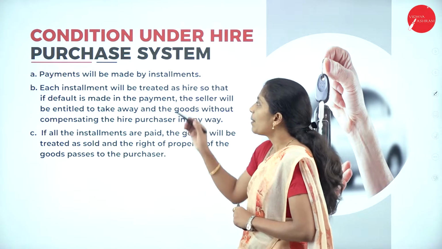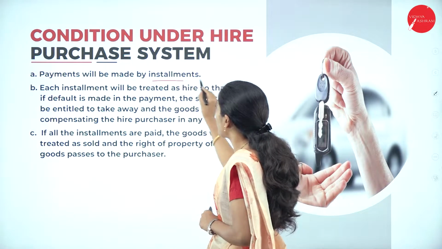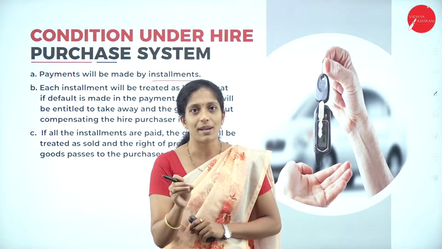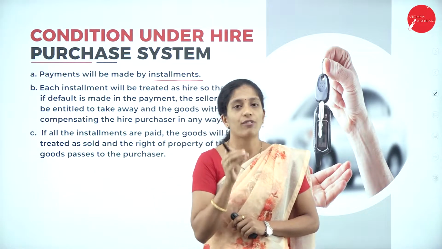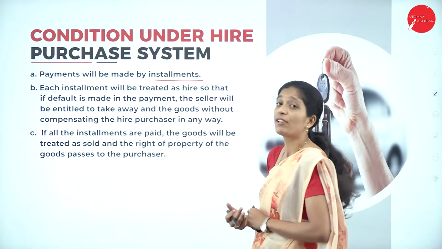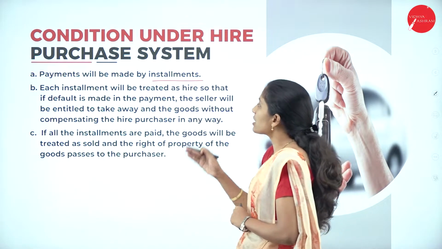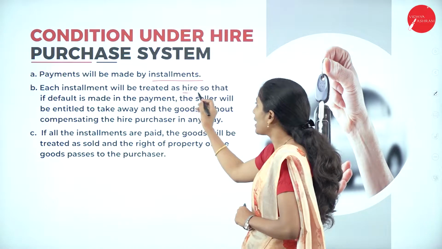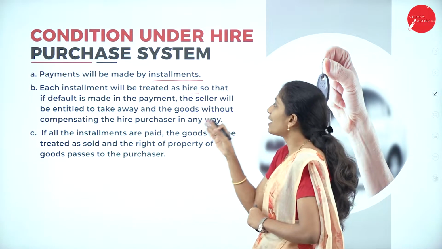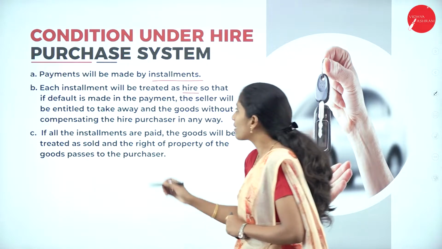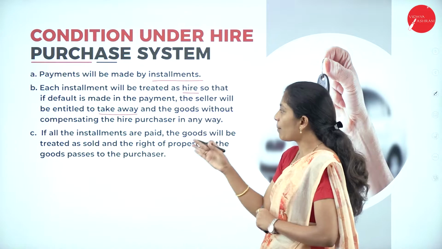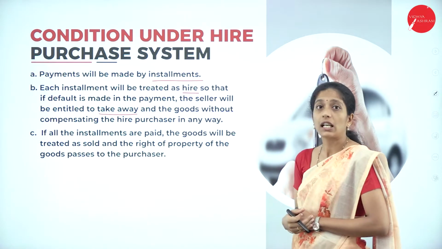First, payments will be made in installments. As I have told you, on the date of transfer, he will pay some amount, that is some percentage of the value of goods, and the rest of the amount has to be paid in the form of installments. Each installment will be treated as hire, so that if default is made in the payment, the seller will be entitled to take away the goods without compensating the hire purchaser in any way.